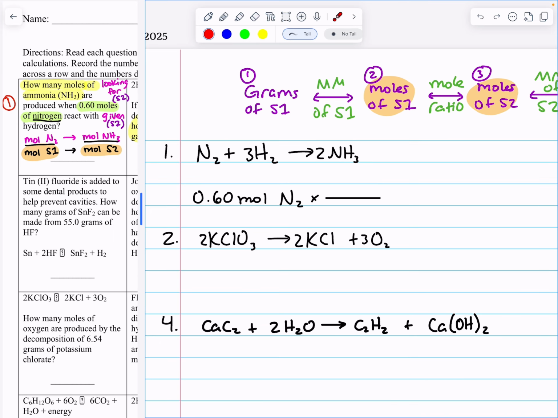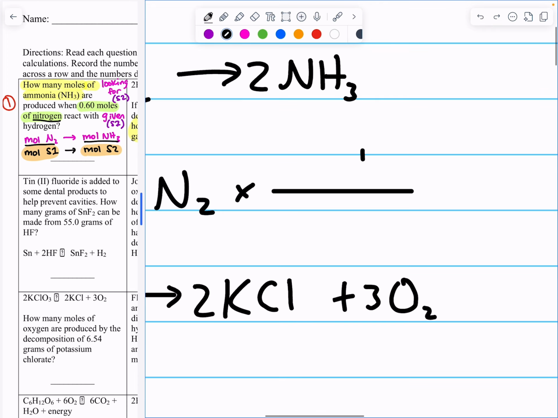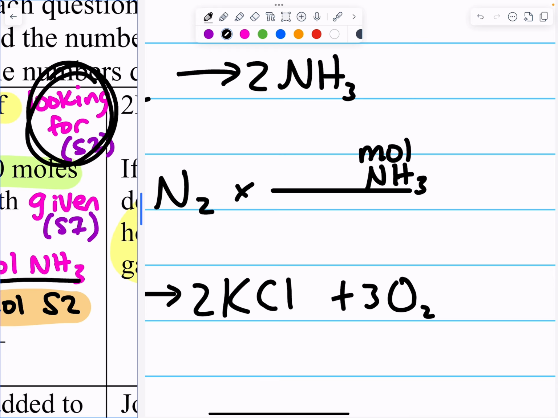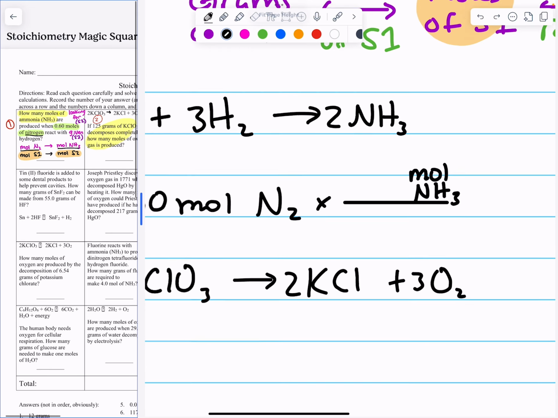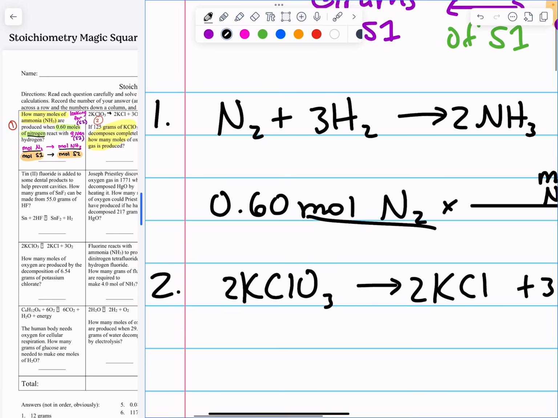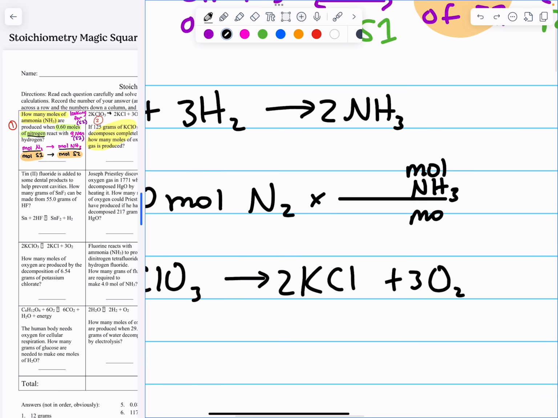To go from moles of S1 to moles of S2 is one jump. I need the mole ratio. I can just put everything in one fraction. What am I looking for? Moles of S2, I will put that on top. Moles of substance 2, which is NH3, because I'm looking for NH3. Remember, our looking for will always be substance 2, which in this problem is NH3. I'm canceling out what I'm given, which is the moles of N2. That will go to the bottom.